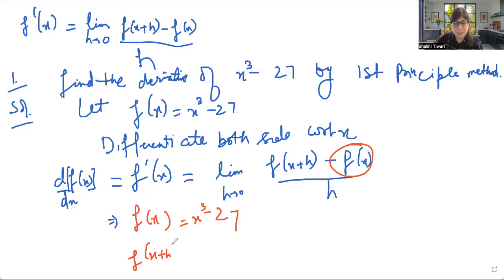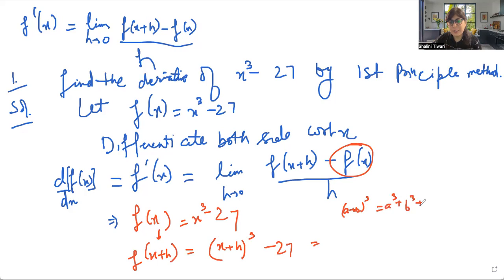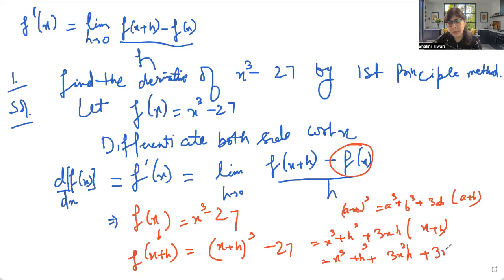Then for f of x plus h, we need to replace the x by x plus h. So what we are going to do is (x plus h) whole cube minus 27. And (a plus b) whole cube is a cube plus b cube plus 3ab into (a plus b). So x cube plus h cube plus 3xh into (x plus h), and we further solve it to x cube plus h cube plus 3x square h plus 3xh square.